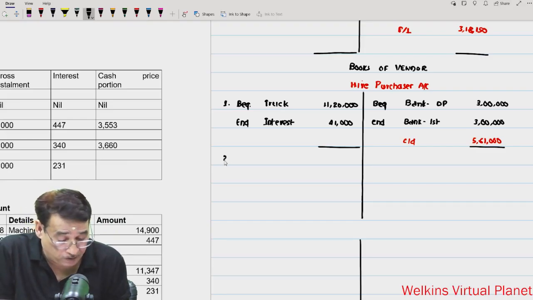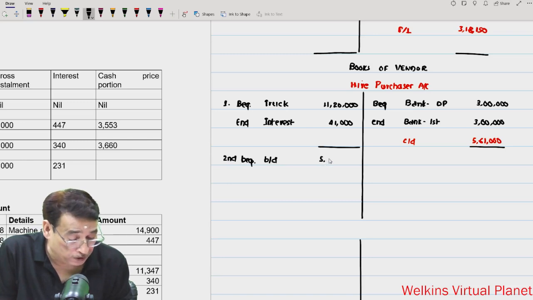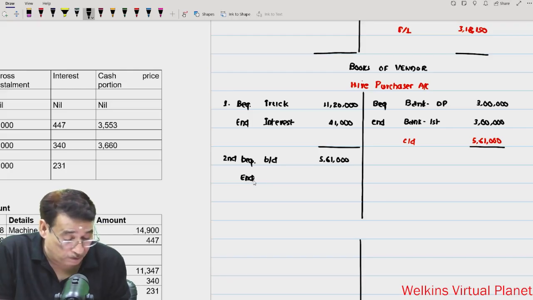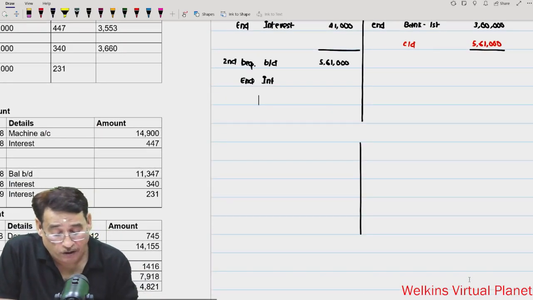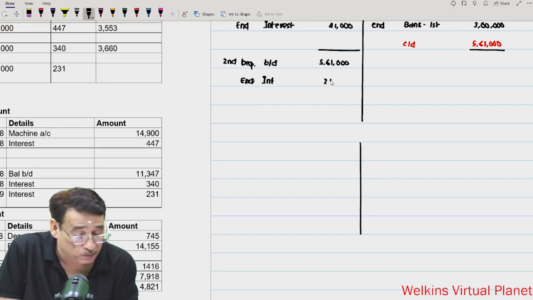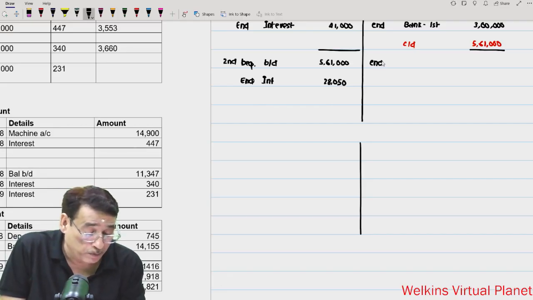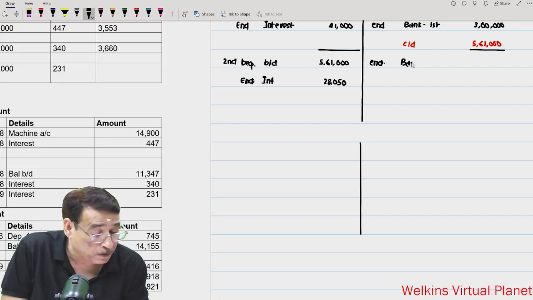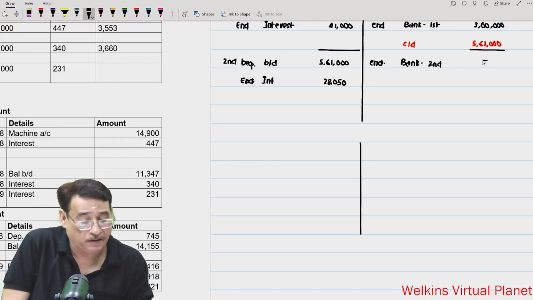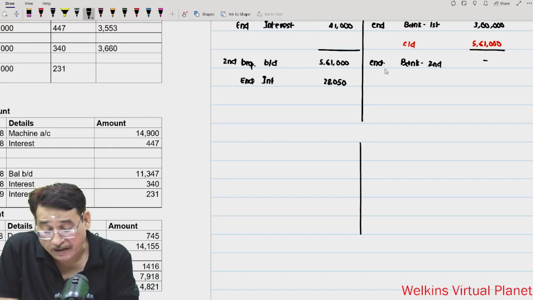Now we will write here second year beginning balance brought down 5,61,000. Now we will come to the end of the second year. We will pass the entry for interest. Interest we computed at the end of the second year was 28,050. And we were supposed to receive the second installment. But unfortunately, the second installment wasn't received by us. So we took back the asset.